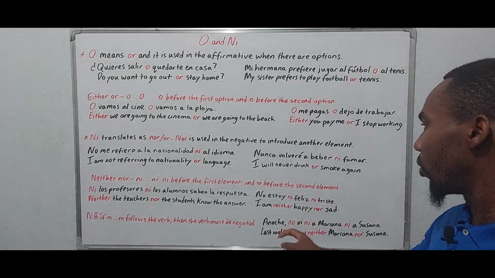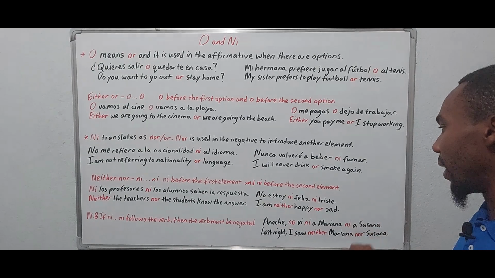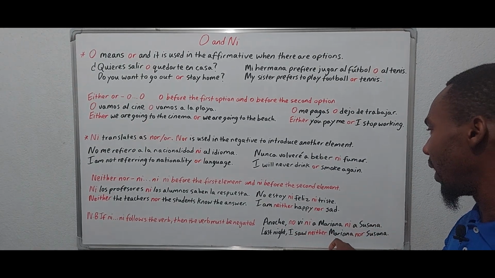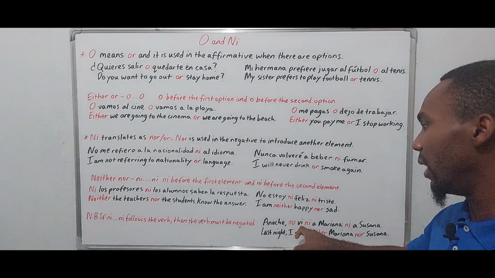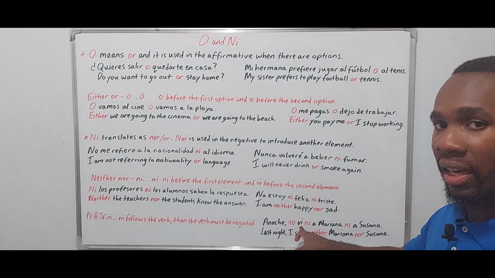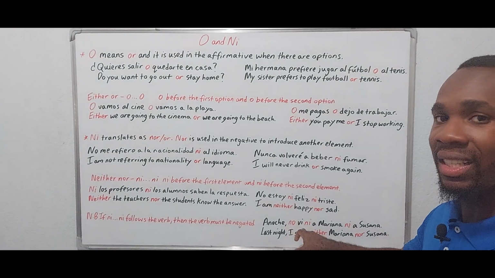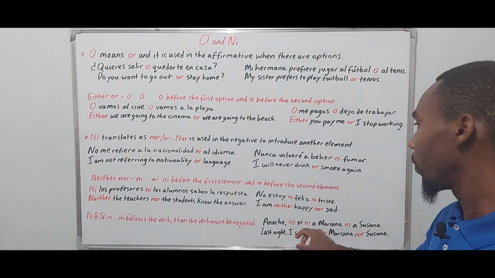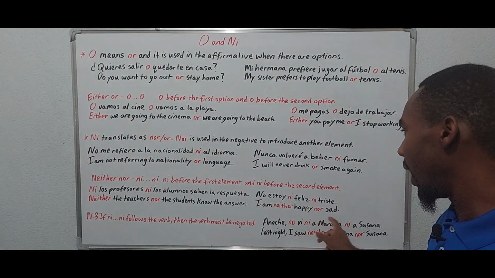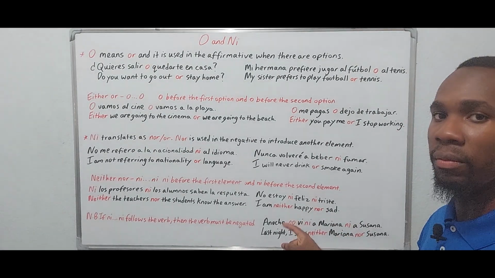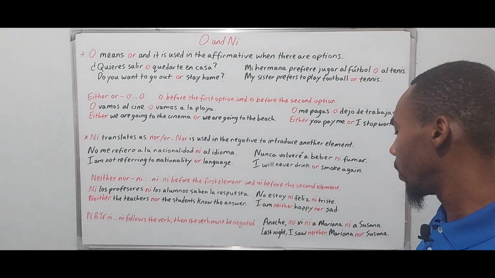So for example, anoche no vi ni a Mariana ni a Susana. Last night I saw neither Mariana nor Susana. You would see that the verb is negated. The verb ver, we use it in the preterite. It is already negated, right? That is important. I cannot say anoche vi ni a Mariana ni a Susana. No, the verb has to be negated. That's a grammar rule when it comes to using ni, right?